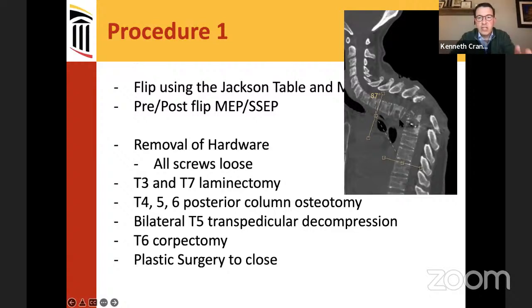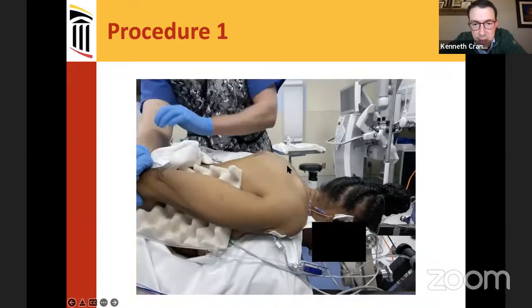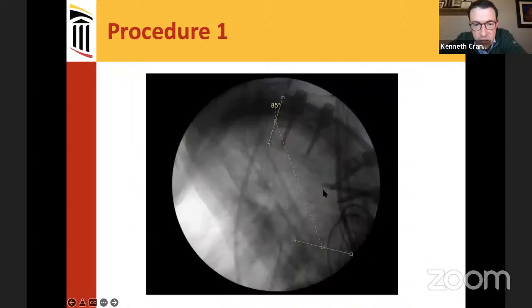But then we needed to do something to slowly and carefully correct her deformity. And the way that we did that, so this is the initial image just showing her in the supine position, pillows under her head because she was so kyphotic, attached to the Mayfield bed attachment, and then sandwiched in the Jackson table and then flipped. And then this was her initial wound. So obviously we enlisted plastic surgery to help us with that. These were the initial fluoro images.